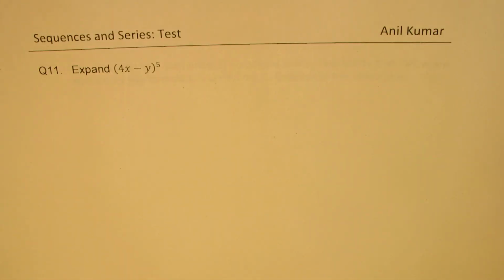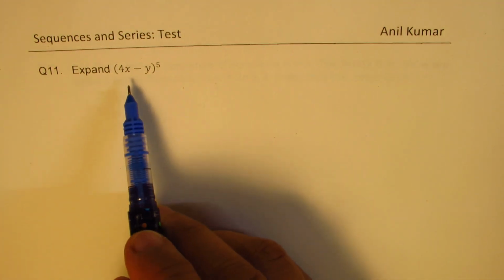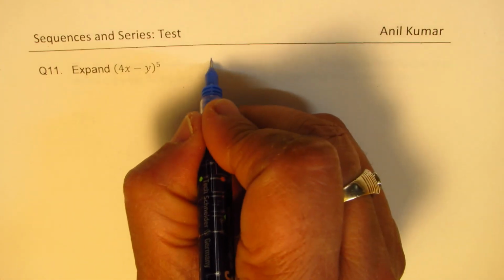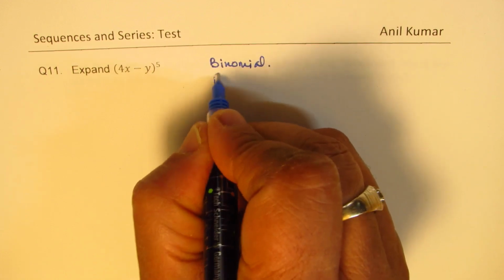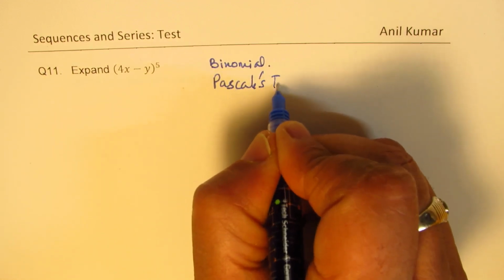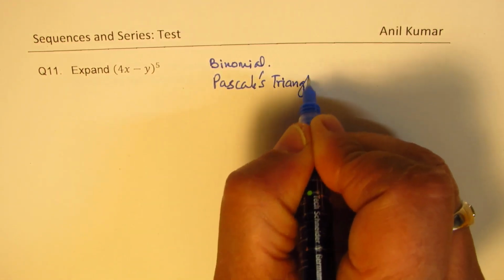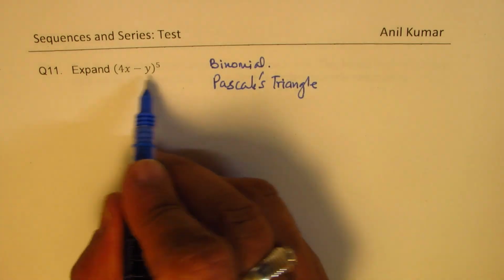Question number 11. Expand (4x minus y) to the power of 5. Now you could use the binomial theorem here. So there are two options. You can use the binomial theorem or you can use Pascal's triangle. Now I find it simpler to use Pascal's triangle, so we'll go with that.